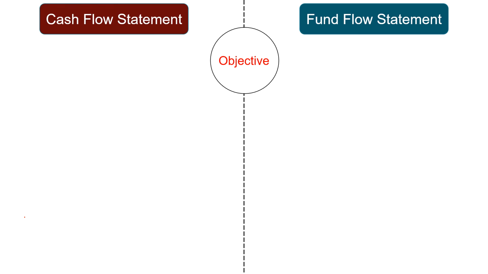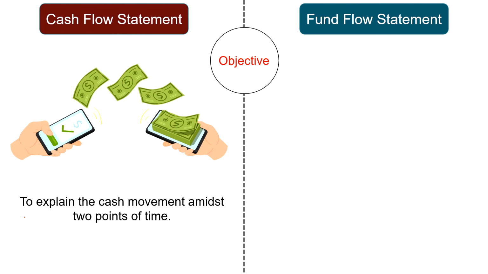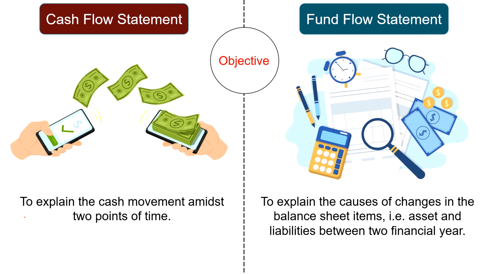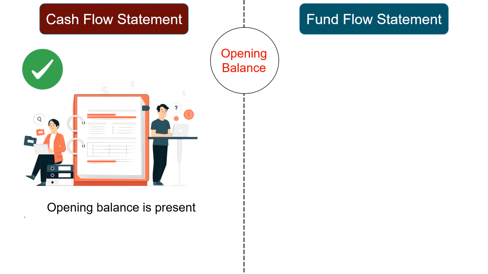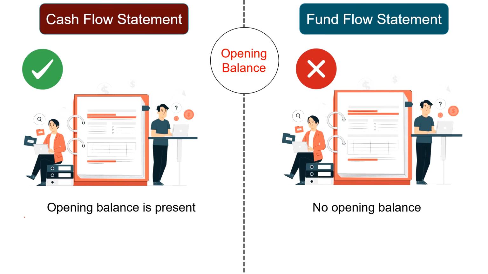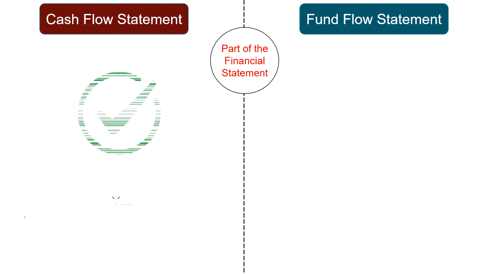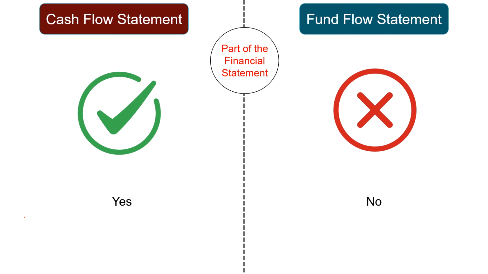Next, objective. Cash flow statement is helpful in explaining the cash movement between two points in time. In contrast, the fund flow statement facilitates in explaining the causes of changes in the balance sheet items, that is assets and liabilities, between two financial years. Next, opening balance. Cash flow statement begins with an opening cash balance and it ends with the closing cash balance. However, the opening and closing balances are not there in case of fund flow statement. While cash flow statement is a part of financial statements, fund flow statement is not a part of financial statements.